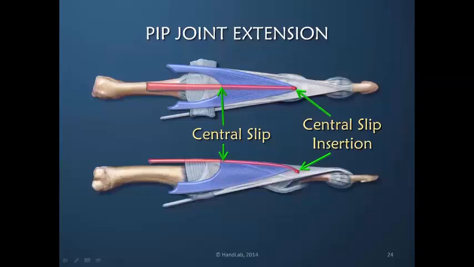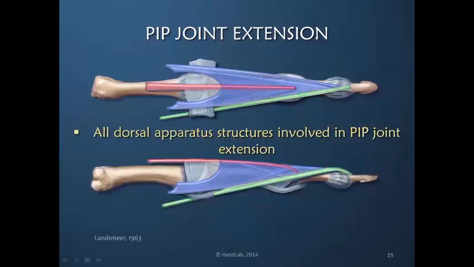So in my view, the central slip in the normal finger is not the main carrier of the power. It can be, but in the normal finger it's not. I think that will become clear as we discuss this. What this means to me is that all the dorsal apparatus fibers that are involved in PIP joint extension are always involved in PIP joint extension.